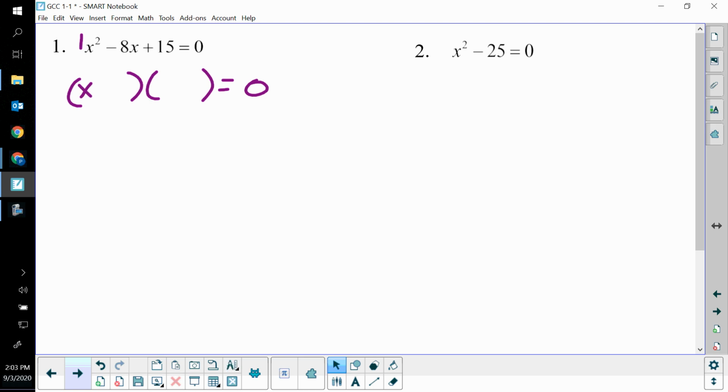The only way to get x squared is x and x. Then we want numbers that add to this value and multiply to that value. So we want to add to a negative 8 and multiply to a 15. Well, the only way to multiply to a positive is to have the same sign, both positive or both negative. But to add to a negative, they both have to be negative. So our options are negative 1 and negative 15, or negative 3 and negative 5. We want to know which of those add to the negative 8. Hopefully you can recognize it's the negative 3 and the negative 5.